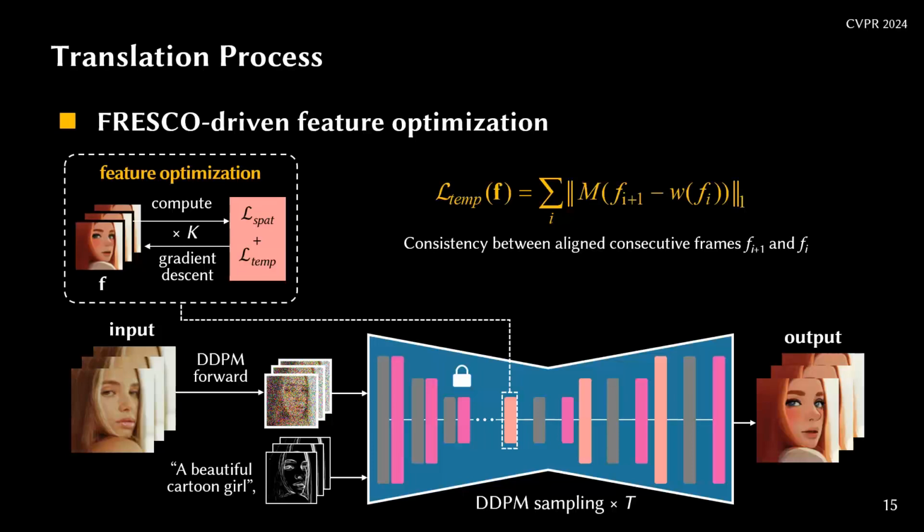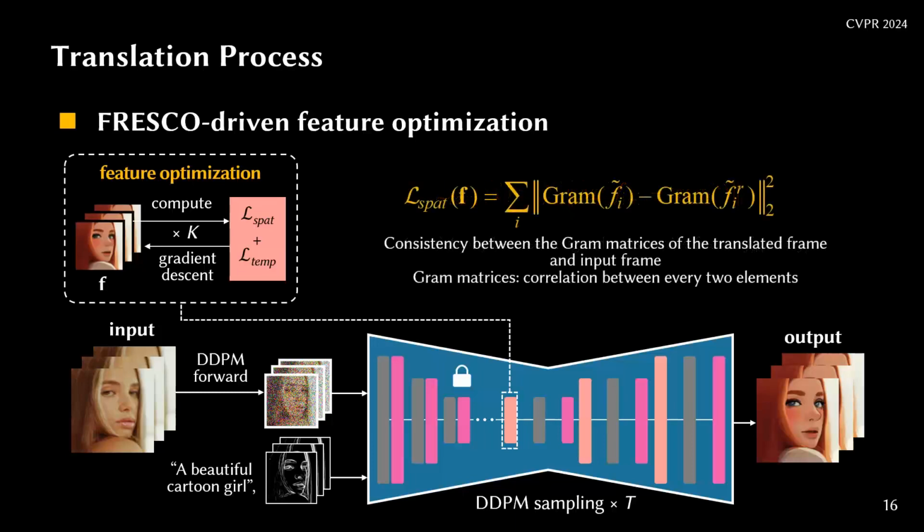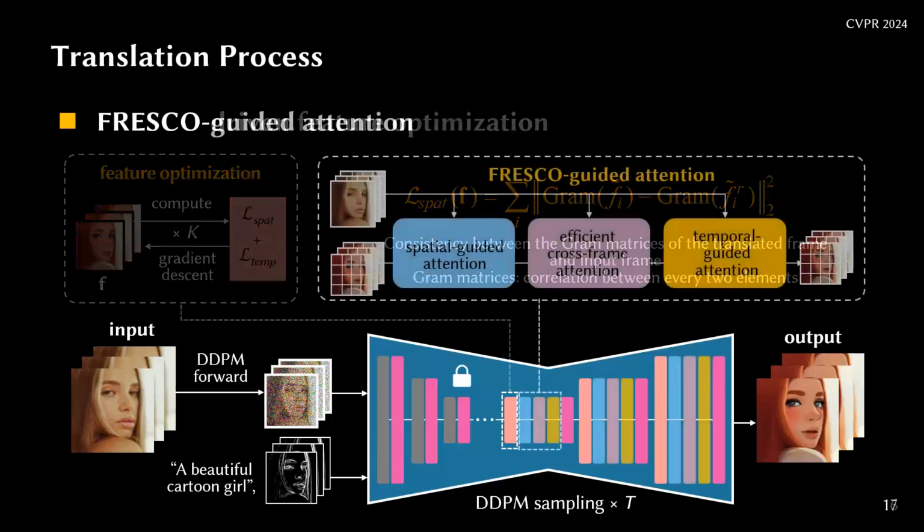The temporal consistency loss enforces consistency between aligned features of consecutive frames. And the spatial consistency loss enforces the consistency of the Gram matrix of the features between the translated frame and the input frame. Note that the Gram matrix is the correlation between every two elements of a vector, which can effectively measure the spatial relationship within a single frame.